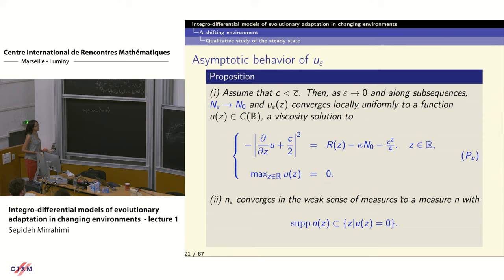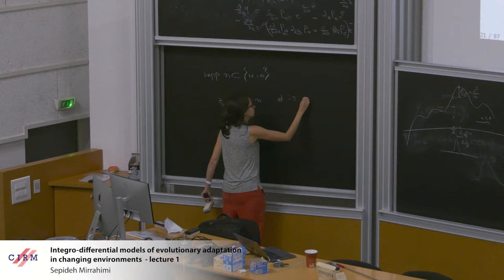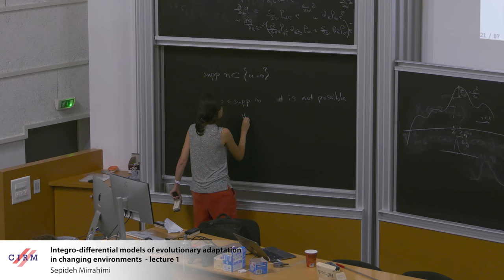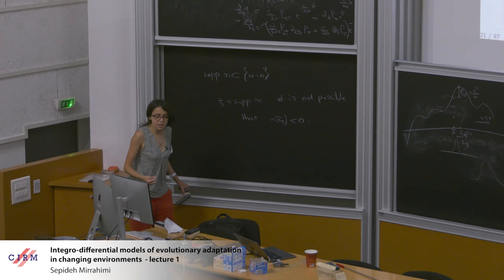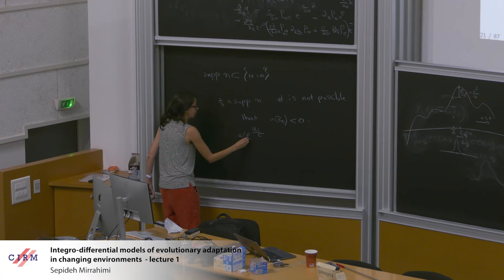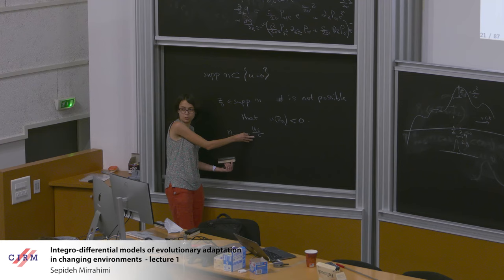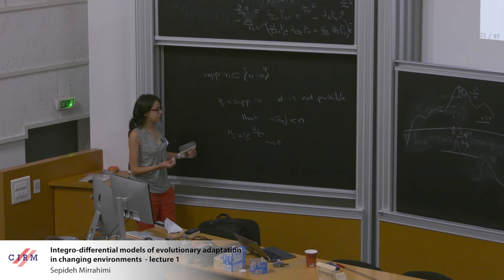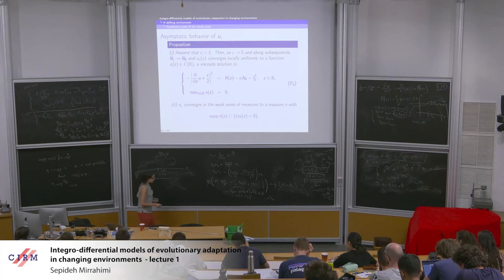if z naught is in the support of n, it is not possible that u of z naught be negative. Because we have, again, exponential of u epsilon over epsilon, which was equal to n epsilon. And if u is negative, in the neighborhood of this, it would be negative, and n will converge to zero in the neighborhood of z0. Okay? So for the same reason, we have this property.